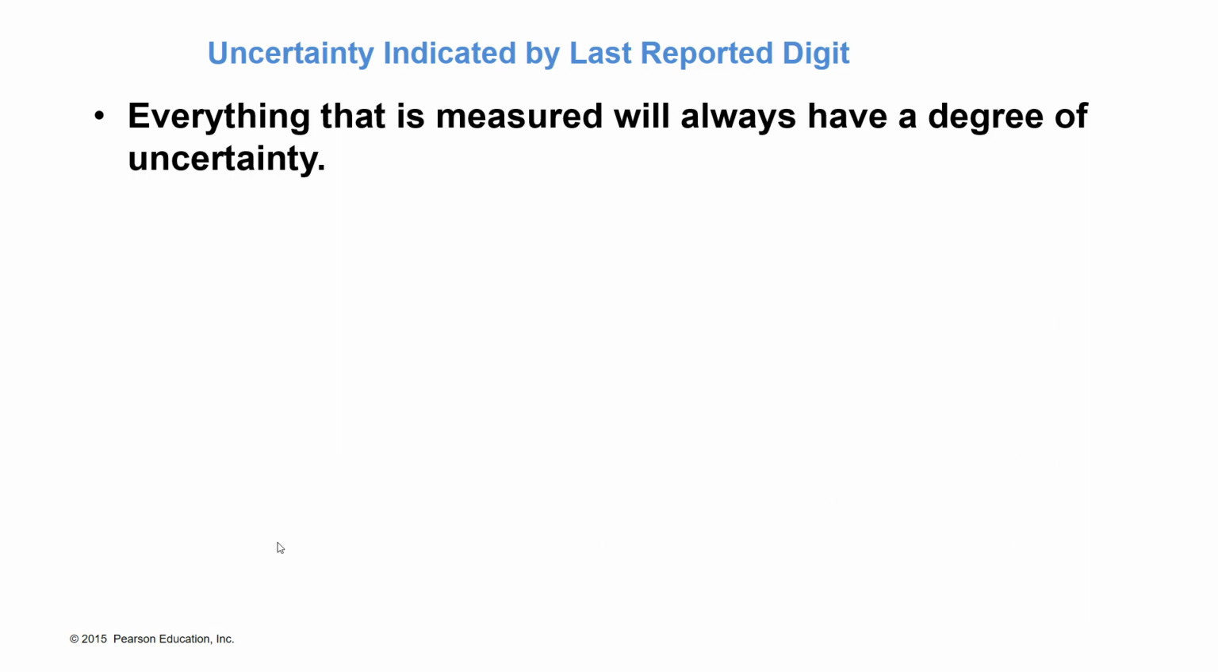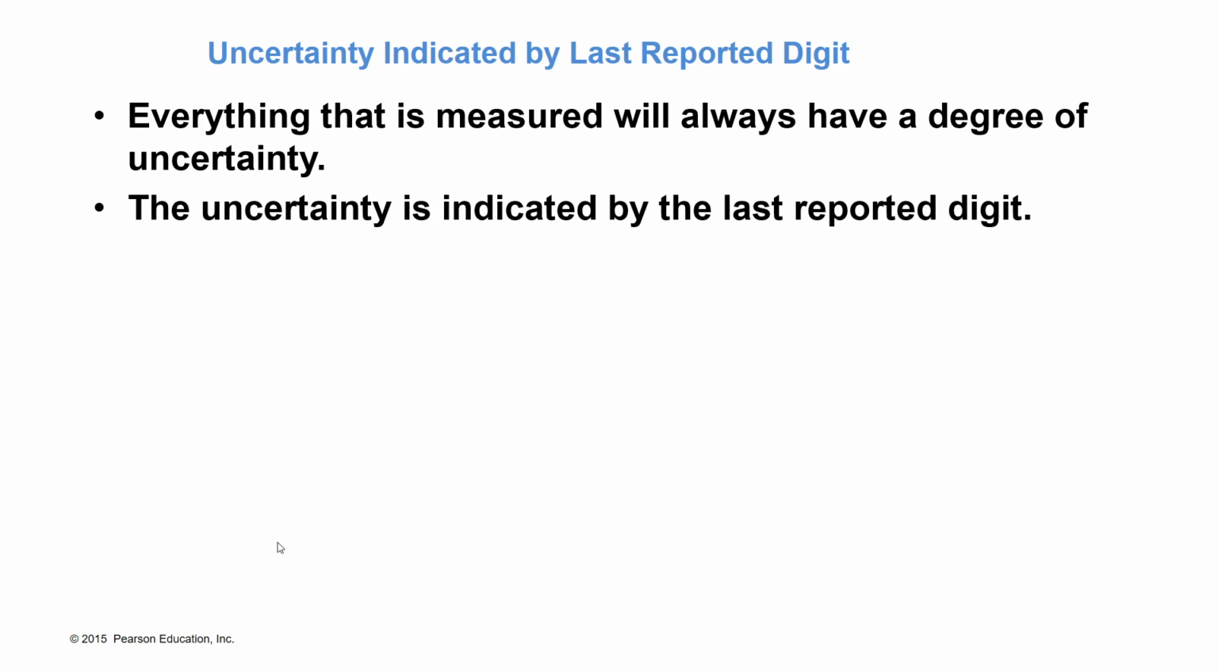When we're looking at those measured numbers, and I've already made this statement, so you don't have to really write it again, everything that is measured will always have a degree of uncertainty, and you have to look at what tool we're using. So there's always going to be an estimated number in that measurement that we don't fully know what it is. So typically in a measured number, the number that we're uncertain of or unsure of is the last reported digit.